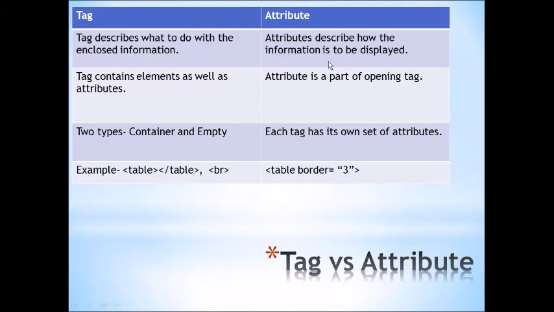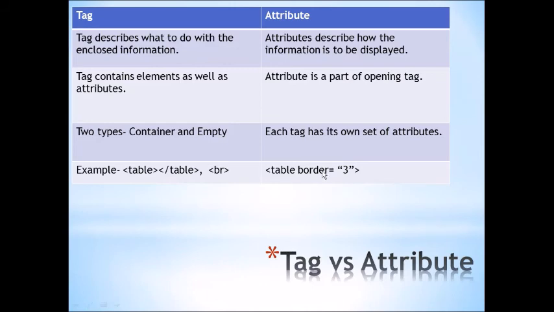Then attributes. Attributes describe how the information is to be displayed. Using this table tag, we told that we are going to have a table, and this attribute describes how the table is going to be. How, that means the border is 3 points. If you give 10, then the border will be thick, wide, and we are giving 3 here. So this is the attribute of the table tag, and this is the value of that particular attribute.